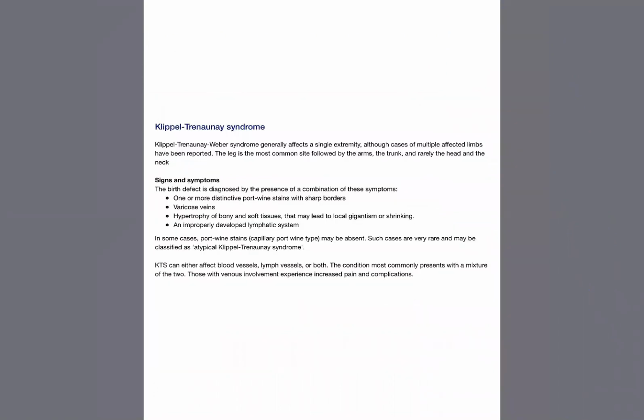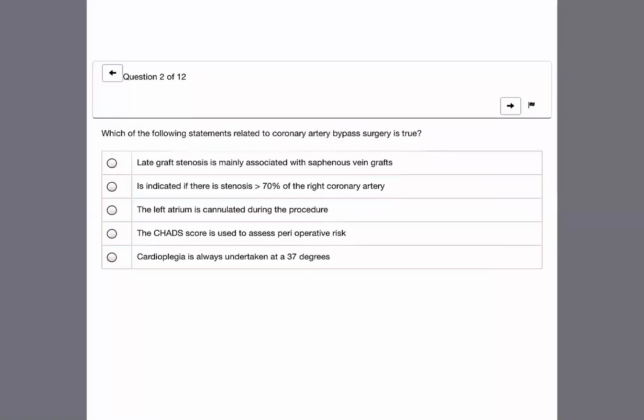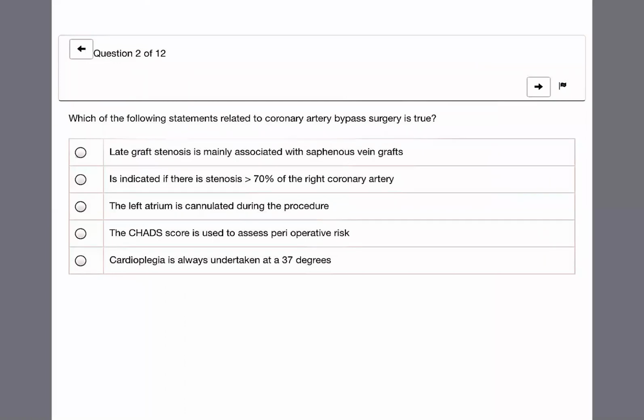Okay, next question also, Rahman. Which of the following statements related to coronary artery bypass surgery is true? Late graft stenosis is mainly associated with saphenous vein grafts. It indicates if there is stenosis more than 70% of the right coronary artery. The left atrium is cannulated during the procedure. The CHAD score is used to assess pre-operative risk. Cardioplegia is always undertaken at 37 degrees. Late graft stenosis is mainly associated with saphenous vein grafts.